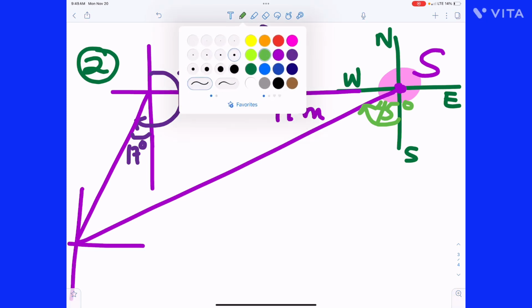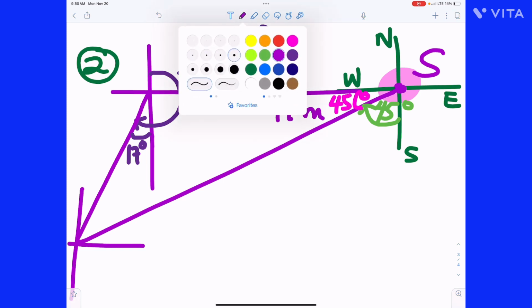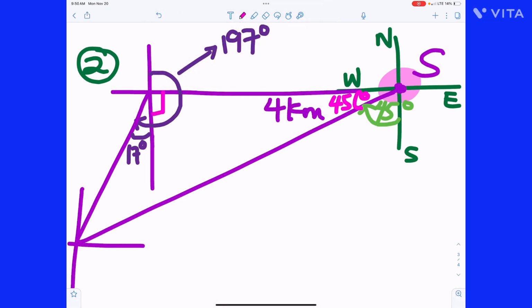So that means this remaining angle 2 is what? 45 degrees. Exactly. So I think our diagram is taking shape now. I know this very clearly too. This is 90. If you add 90 to 17, what do you get? The whole angle here will be 90 plus 17, which is 107 degrees.